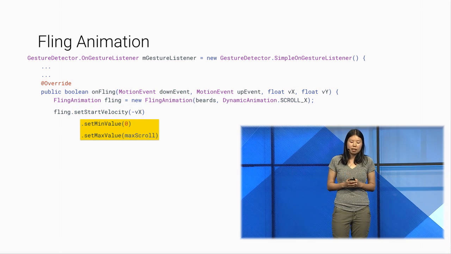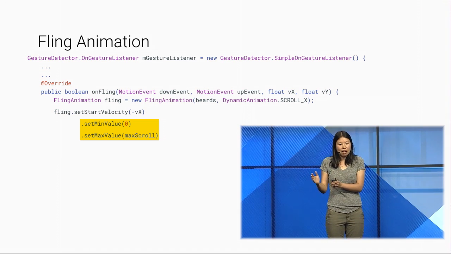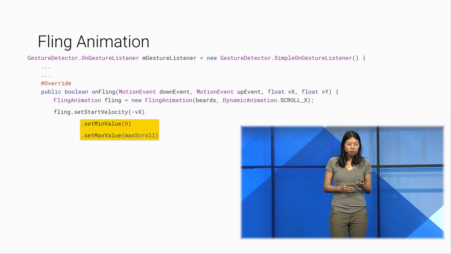And then we're also going to set min value and max value to define the range for this animation. Fling animation would end immediately once it reaches either its min value or max value. And I would encourage you to set a good value range for your animation so that as soon as the animation goes off screen, it should stop right away. Otherwise, the animation might go on for too long without making any change on screen, while it would request for redraws and consume a lot of battery.